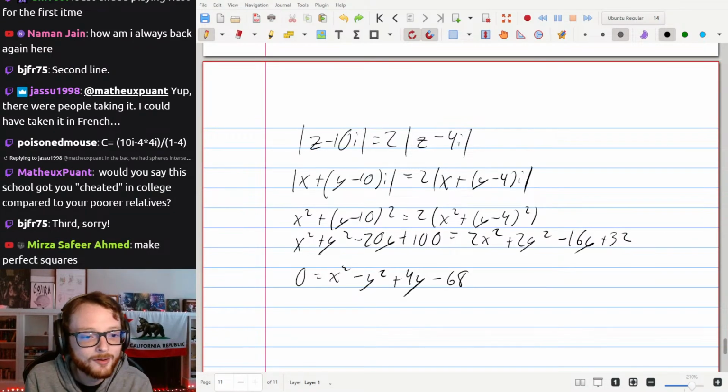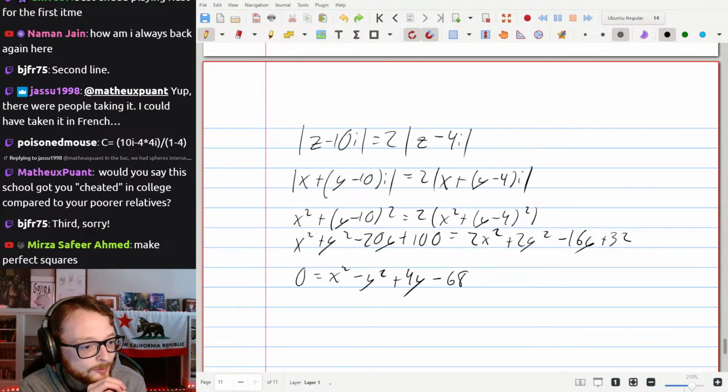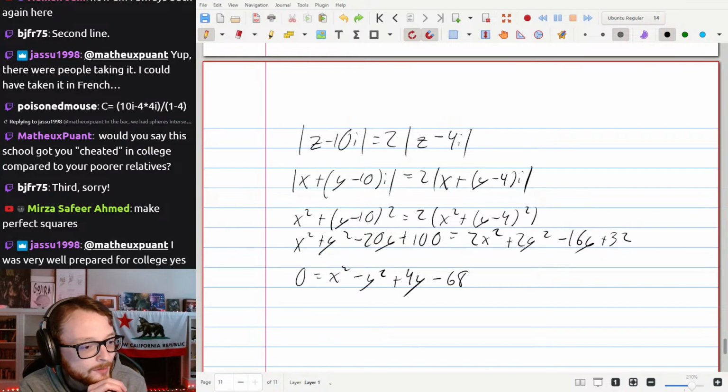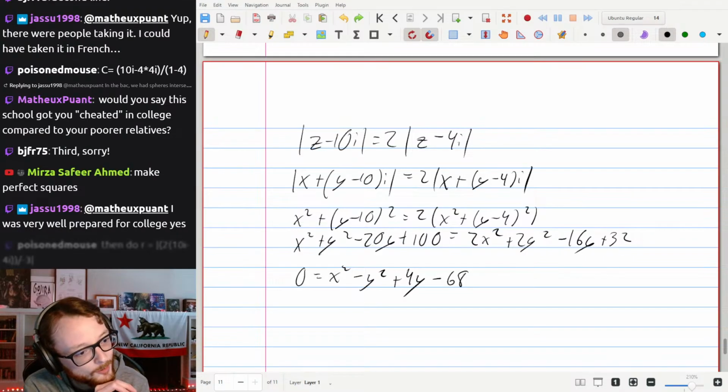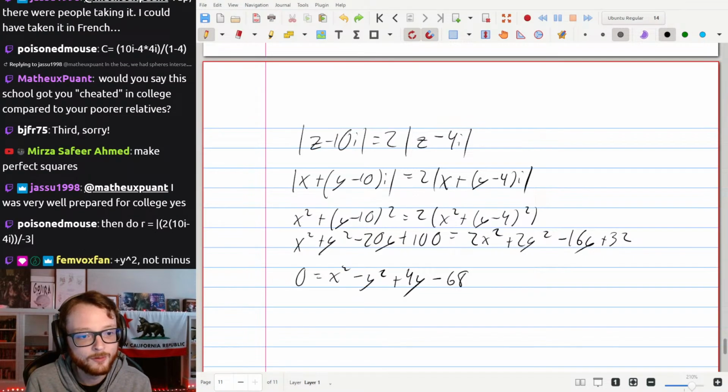Third. No worries. A 4 on the right-hand side? Like, there's that 4 there, but then there's a 2 there, but I'm not picking up what you're putting down. Poison Mouse is saying c equals 10i minus 4 times 4 over 1 minute. I don't know where that's coming from, Poison Mouse. Plus y squared, not minus? Ooh, thank you, Femlux.